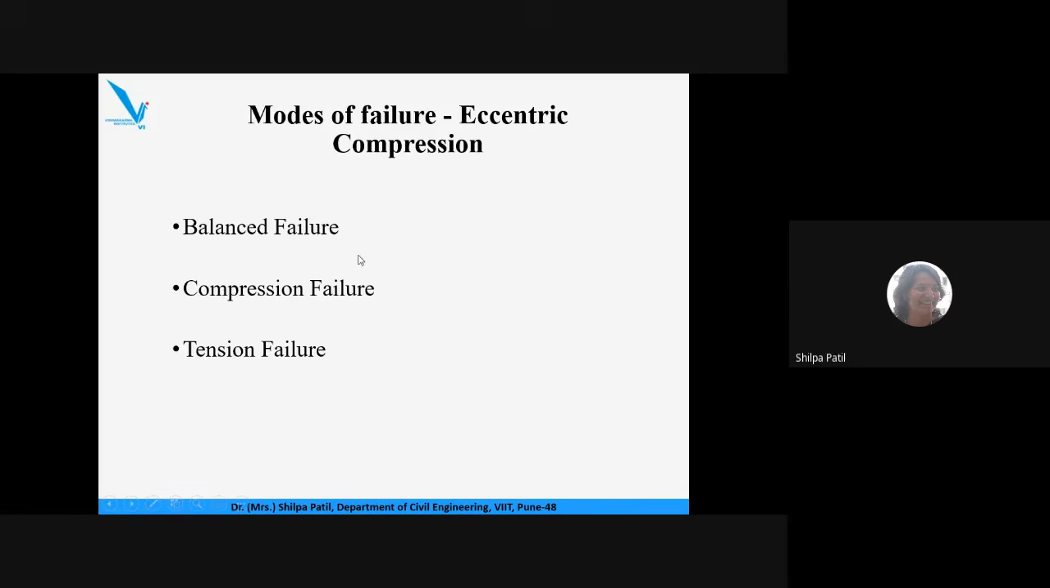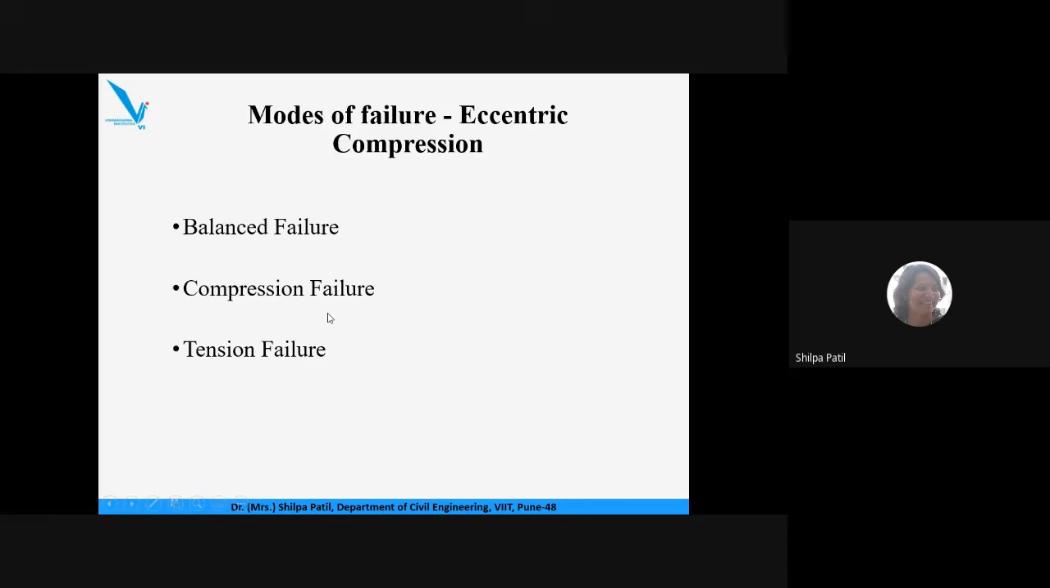So in case of compression failure, the eccentricity is less than e_b, and in case of tension failure, the eccentricity will always be greater than e_b. If the eccentricity in the loading is lesser than the eccentricity corresponding to balanced failure, the failure is identified as compression failure. And if it is greater than the eccentricity corresponding to balanced failure, that failure is called tension failure. These are the different ways how we can define the failure.